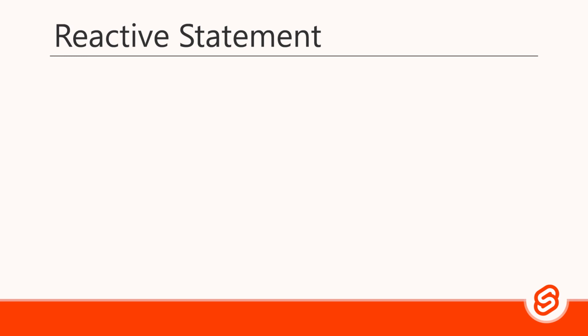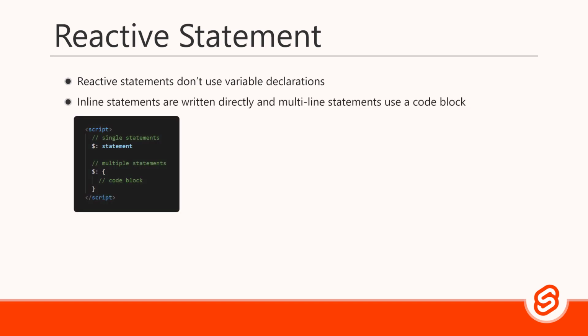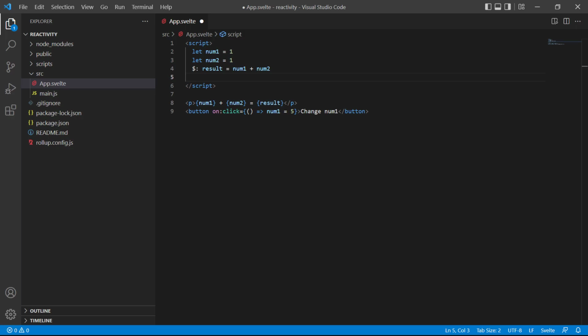Reactive statements are part of Svelte's reactivity system, so it also uses the same $: assignment syntax. The difference is that we don't declare a variable for the statement. If it's an inline statement, we write it directly, and if there are multiple statements, we write them in a code block. To demonstrate, let's add an alert that displays the result variable as a reactive statement.